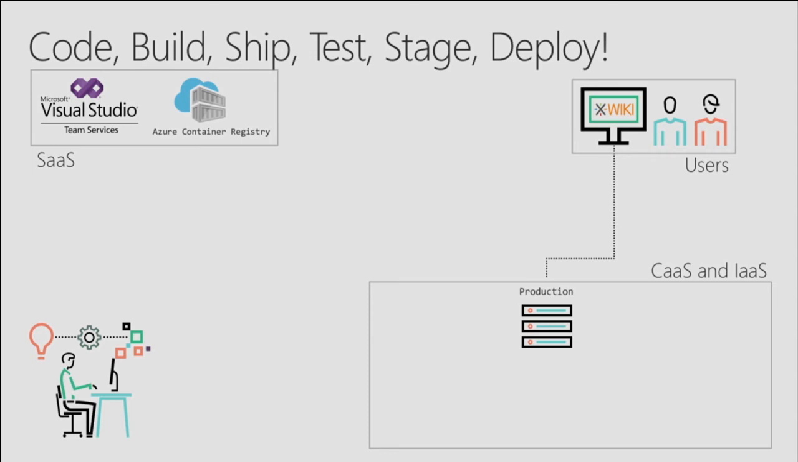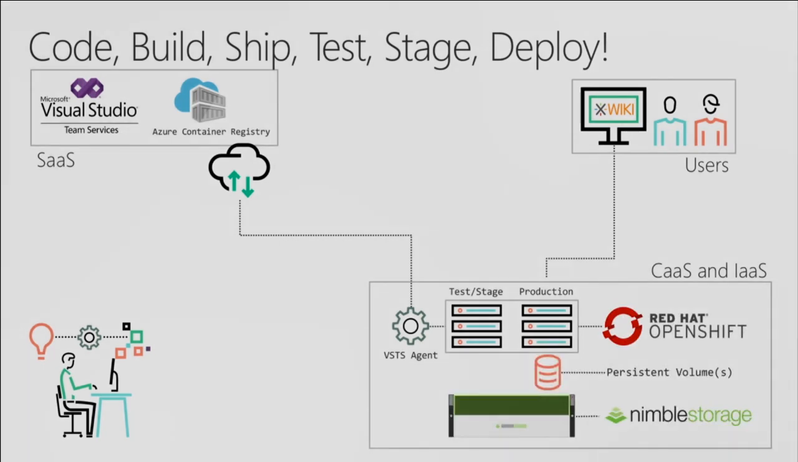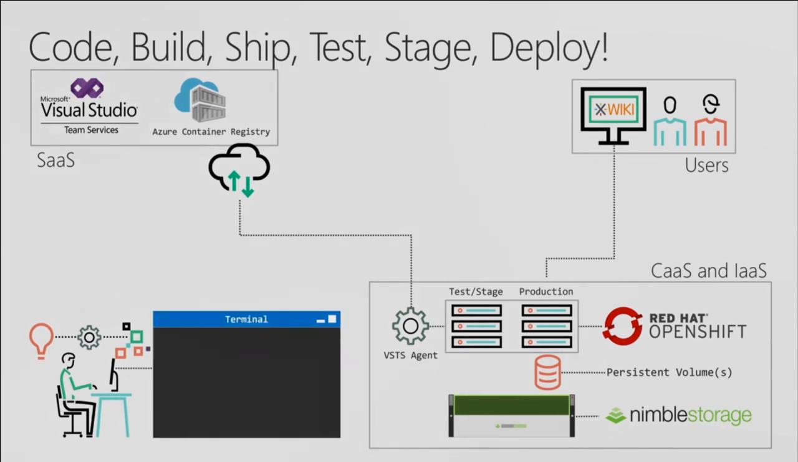The application I'm going to demo here today is called XWiki. It's an enterprise wiki system that leverages SQL Server as the backend database. You also have a test and stage environment that you test new features, test new images, and so forth. And also on-prem, you have the Visual Studio Team Services agent running, so your SaaS services integrate with what you have on-prem. In this particular example, I'm using Red Hat OpenShift. I'm using persistent volumes from a Nimble storage array.